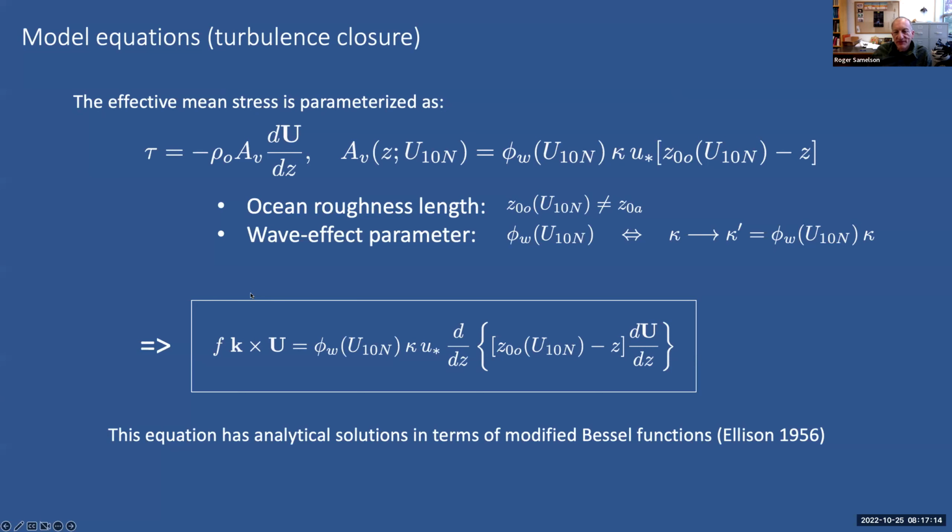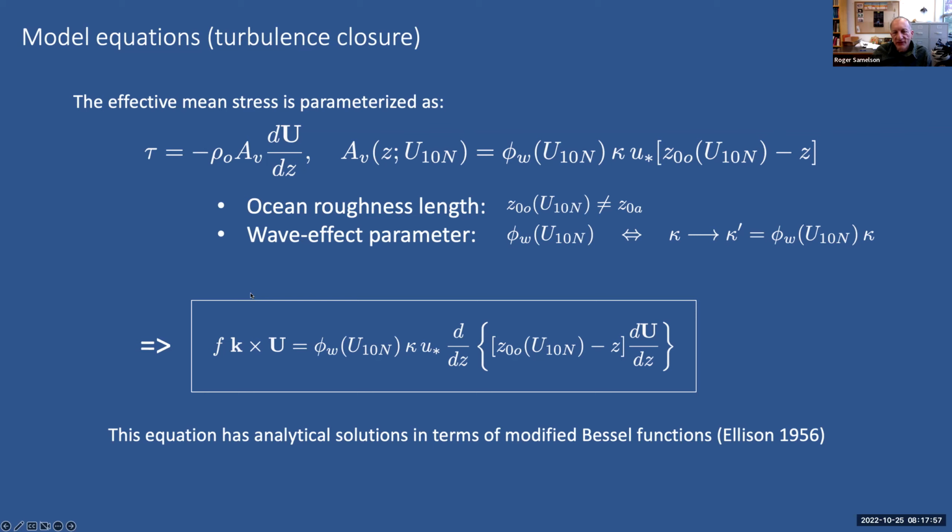So now we come to the closure assumption here, and this is pretty classical, right? We take the effective mean stress and we parameterize it in terms of an eddy viscosity times the mean shear. And the eddy viscosity looks a lot like the classical law of the wall type form. So it has a roughness length Z0, and it has a dependence that increases, so Z is increasing downward, negatively. So the term on the far right of AV is growing in positive values as you get away from the surface. Then there's U star, the friction velocity, and kappa, the von Karman constant.